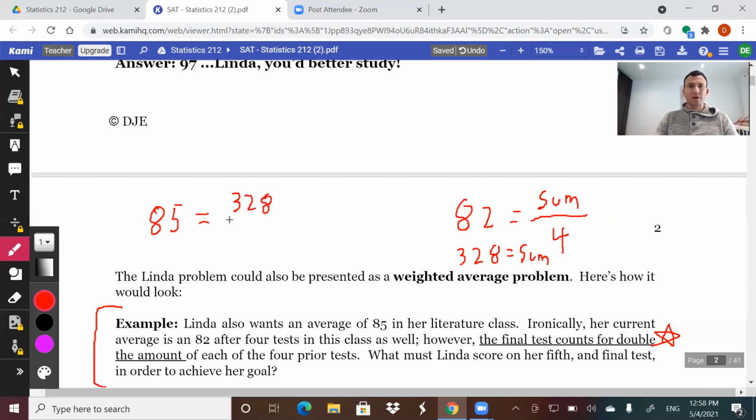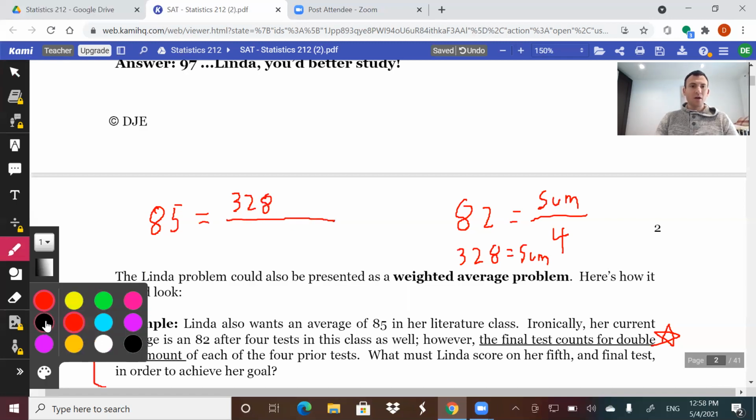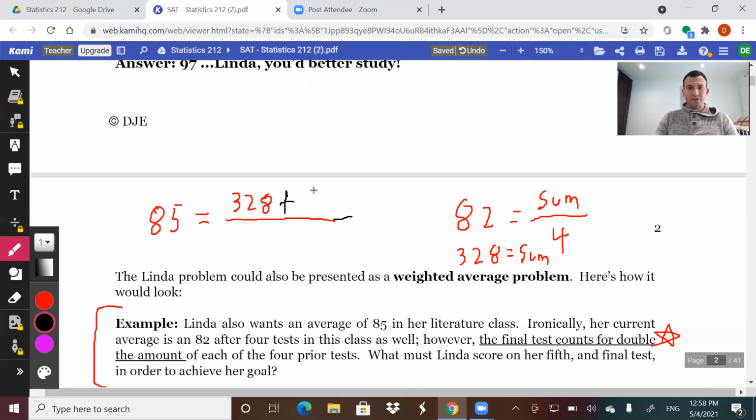Here's where things get tricky. Her 5th test counts as double. What does that mean? That means that we're going to add the 5th test twice. And instead of dividing by 5 terms, we have our first 4 terms right there, and then the 5th test twice. So we're going to divide by 6. Okay.